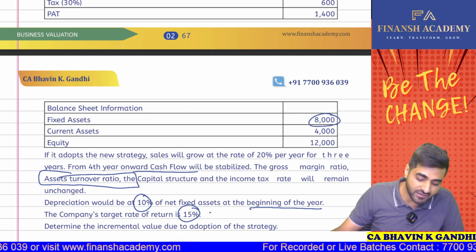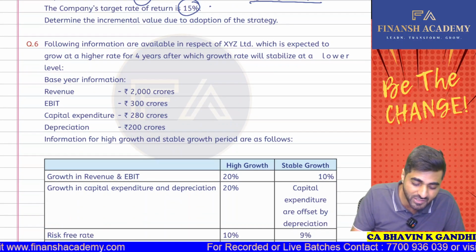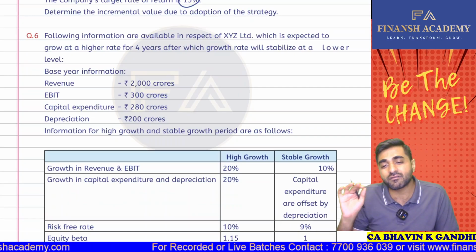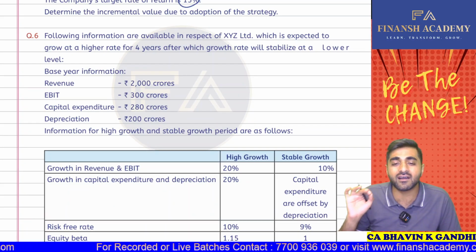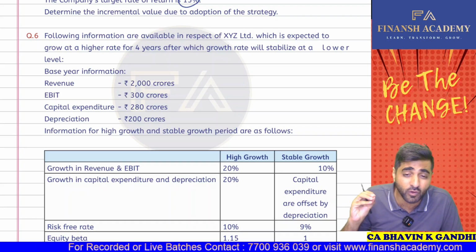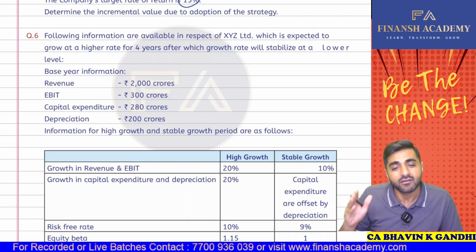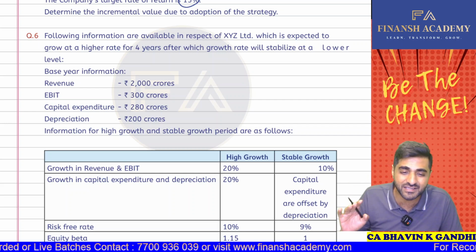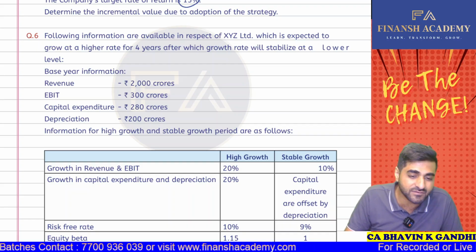Now, my dear students, after this, let's conclude with your question number 5. Let's now commence with question number 6. Following information is available in respect of XYZ, which is expected to grow at a higher rate for 4 years, after which the growth rate will stabilize at a lower level. We have the base year information, which has revenue, EBIT, capex, depreciation. Information for high growth and the stable growth period is as follows.